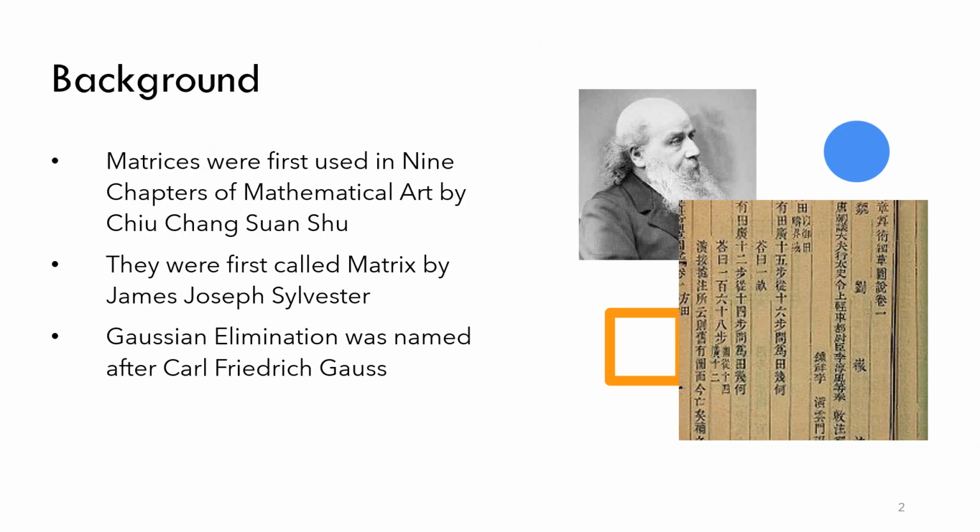The first time that matrix was referred to by matrix was in 1850 by James Joseph Sylvester. However, matrices were first used between 300 BC and 200 AD in a Chinese text called Nine Chapters of Mathematical Art by Cui Chang Sun Shu, written in the Han Dynasty. This had the idea of determinants and solving systems of equations with a matrix. Gaussian elimination was named after Carl Friedrich Gauss, who further developed matrix theory in the late 1700s, including matrix multiplication, inverses, and Gaussian elimination. Although Gaussian elimination was first used in Chinese texts, it was rediscovered by Gauss.